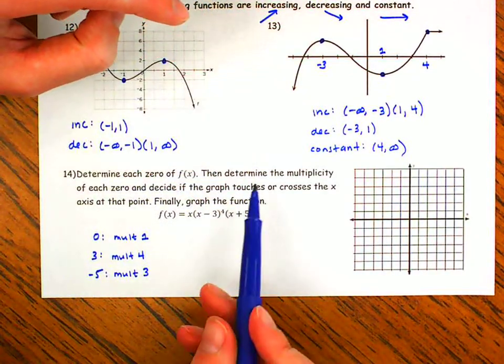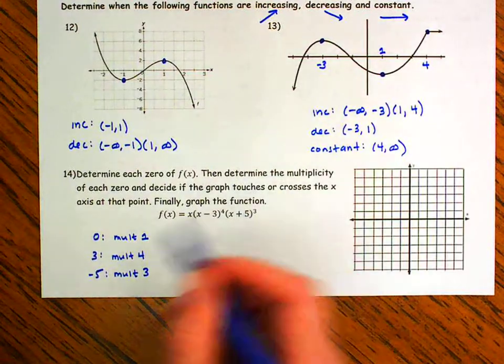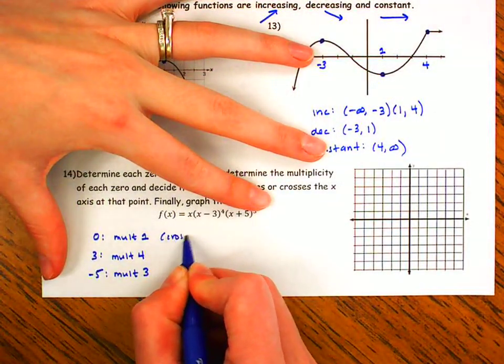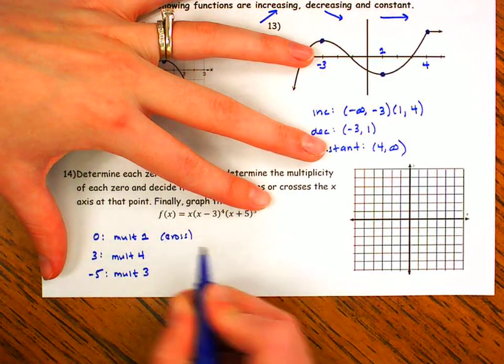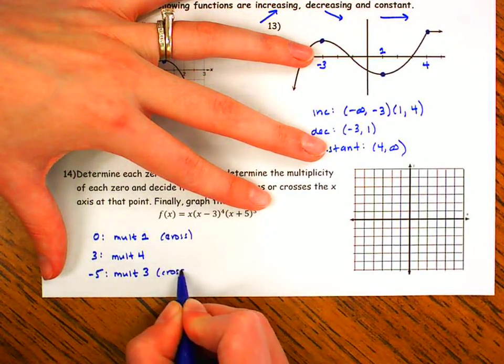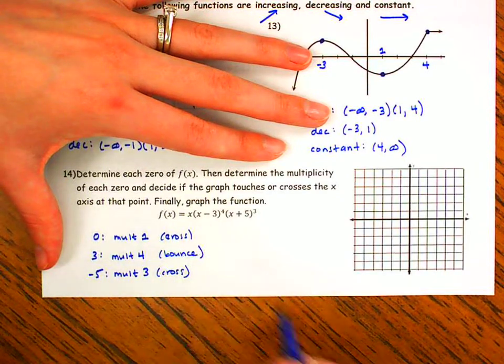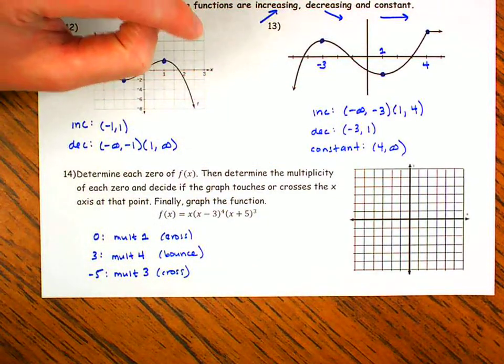Okay. Then decide if the graph touches or crosses the x-axis. Well, at odd, it's going to cross. And at even, it's going to bounce, or it touches. Okay, so now we're going to graph.